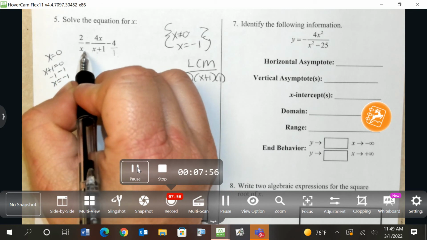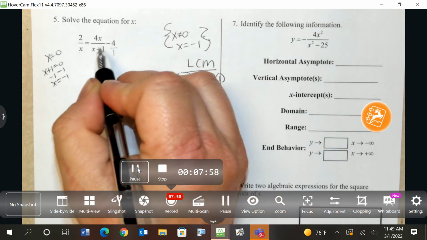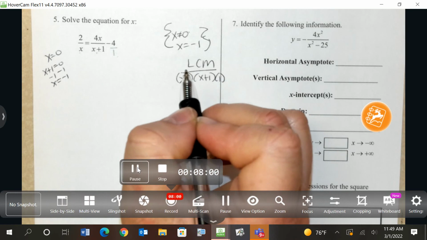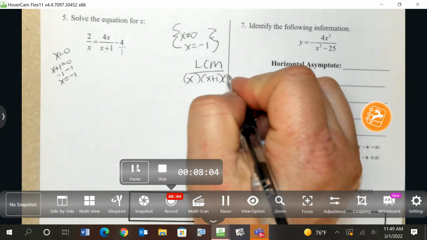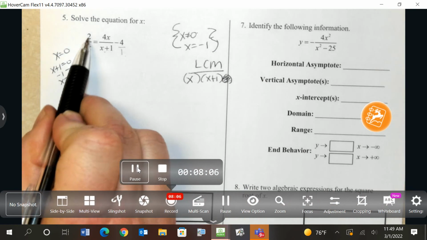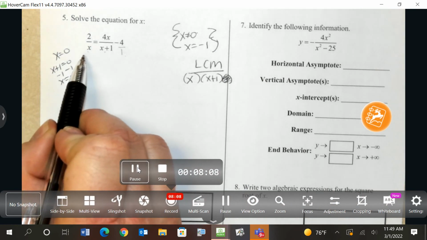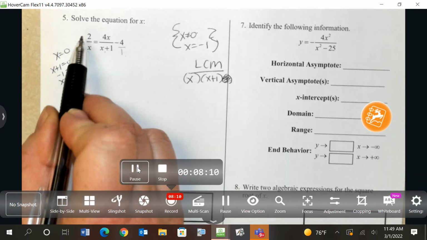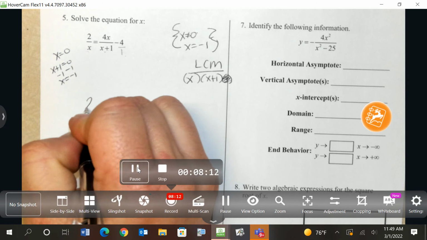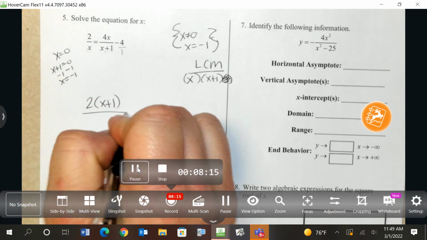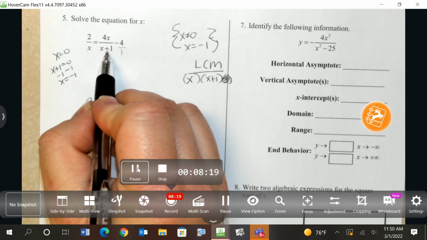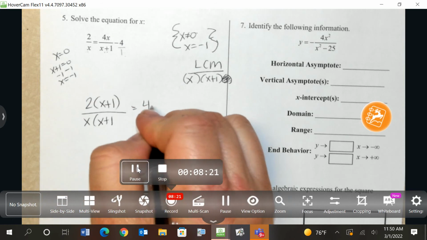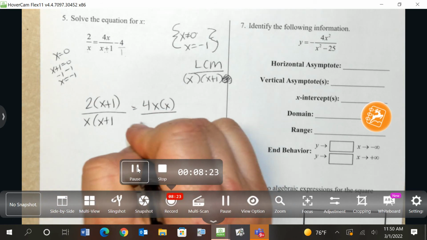So this is a single x. They all need to have a single x. They all need to have a group of x plus 1. And sure, they can have a 1, but again, that's not going to change anything, so we're not going to worry about that. So what is this first term missing? It's missing an x plus 1. I'm going to attach it to the top and to the bottom. This is missing a single x. Attach it to the top and attach it to the bottom.